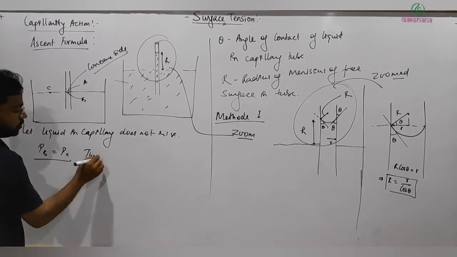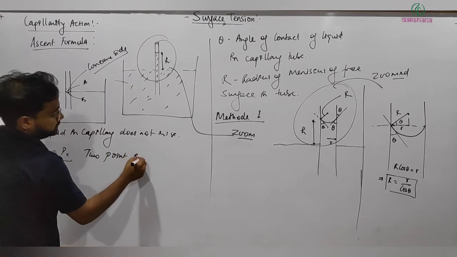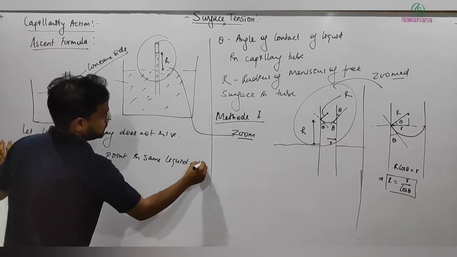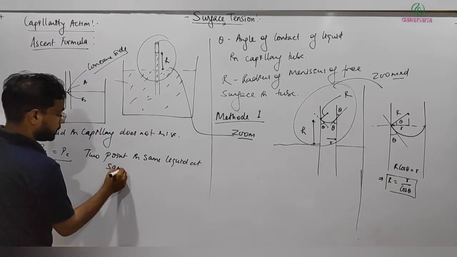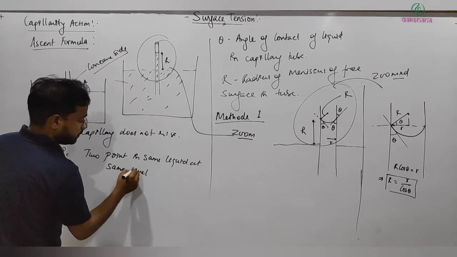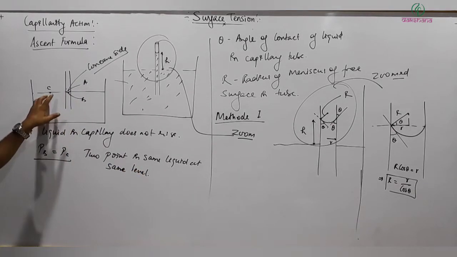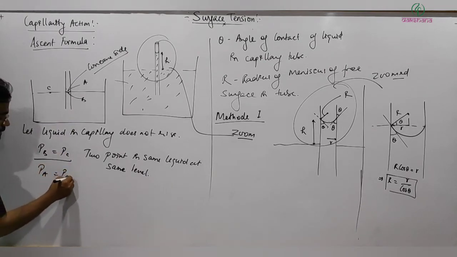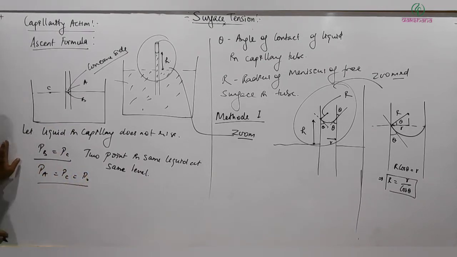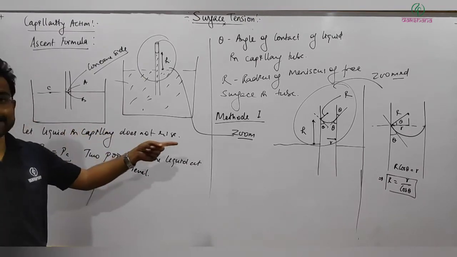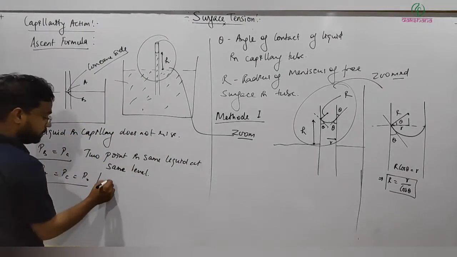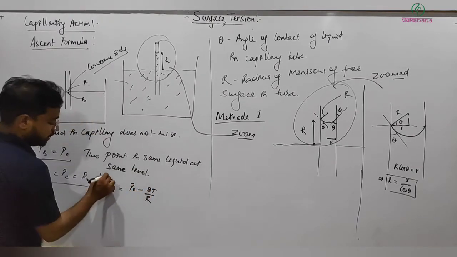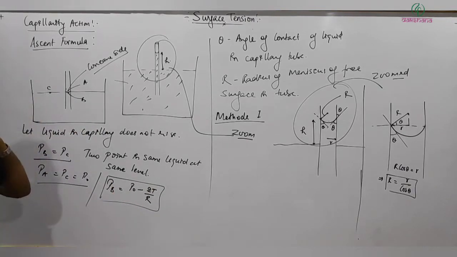Two points in the same liquid at the same level. So that's why, because I know pressure at point A is equal to pressure at C, which is equal to P naught, atmospheric pressure, and by the excess pressure concept I can write PB will be equal to P naught minus 2T by R, if R is the radius of curvature of this meniscus.